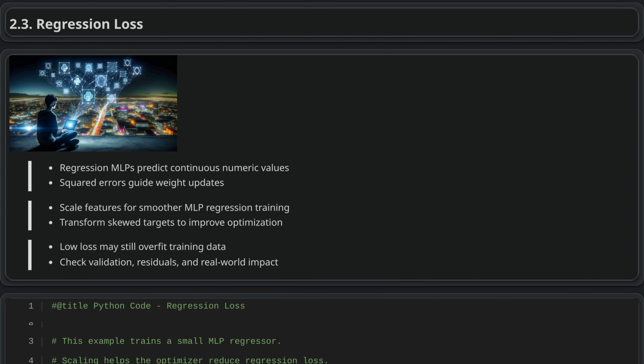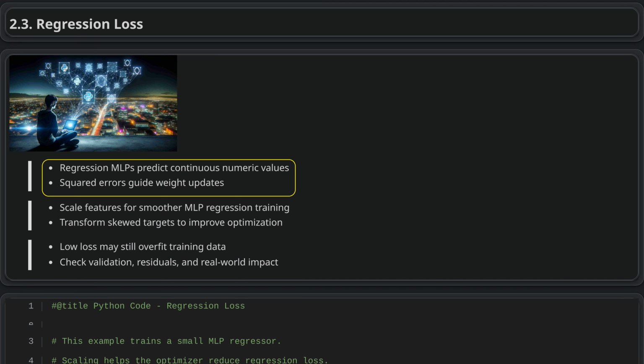Regression loss. A multi-layer perceptron for regression predicts continuous values rather than class labels. During training, it compares each prediction with the known target and uses the error to update its weights and biases. In Scikit-Learn's MLPRegressor, learning is guided by squared error loss, which penalizes larger mistakes more and helps move predictions closer to the true values.